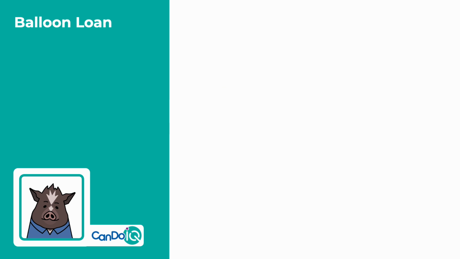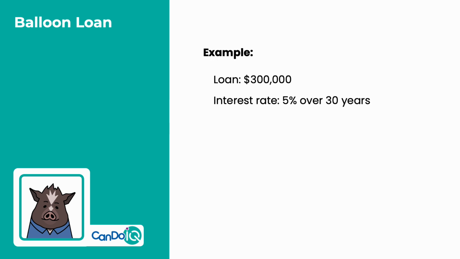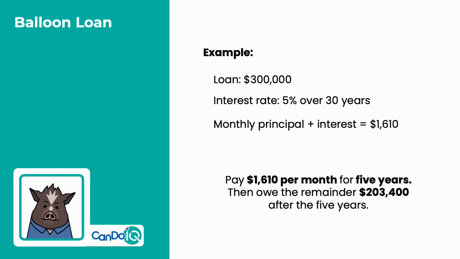For example, if you had a $300,000 loan with an interest rate of 5% for 30 years, your monthly principal and interest payment would be $1,610. If you were doing a 5-year balloon loan, you would pay that $1,610 per month for 5 years, but then you would owe the remainder of the loan at the end of the 5th year.